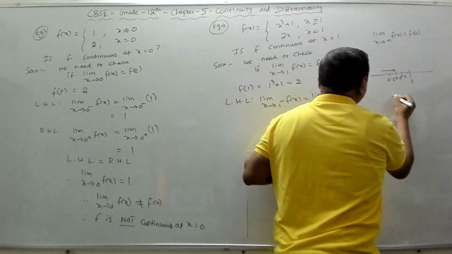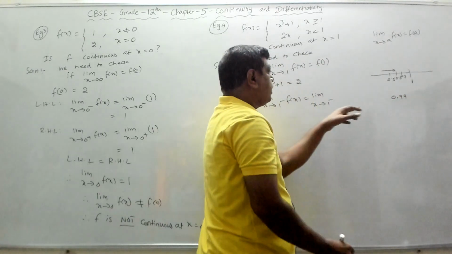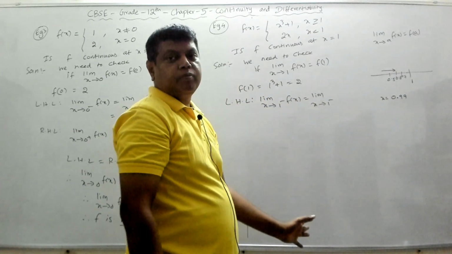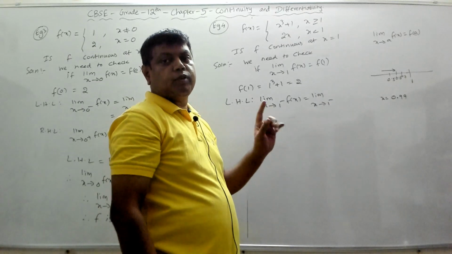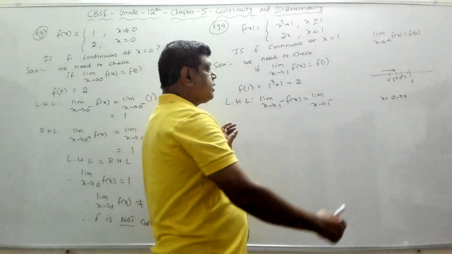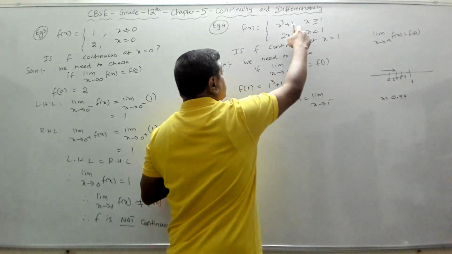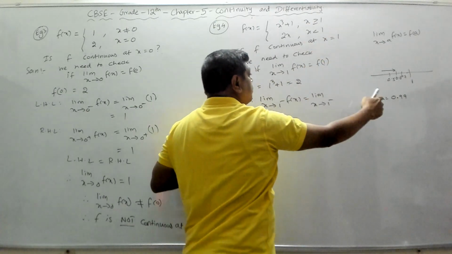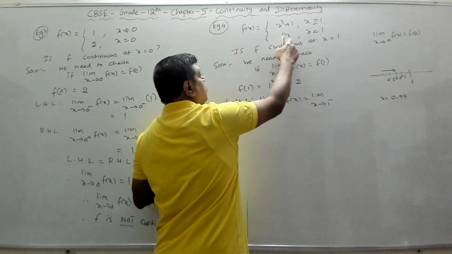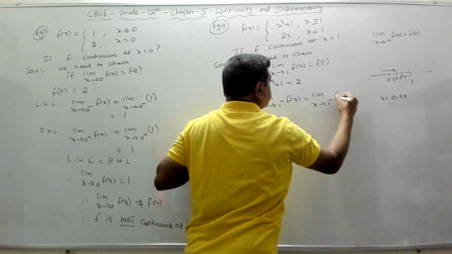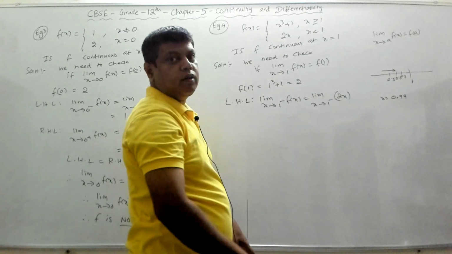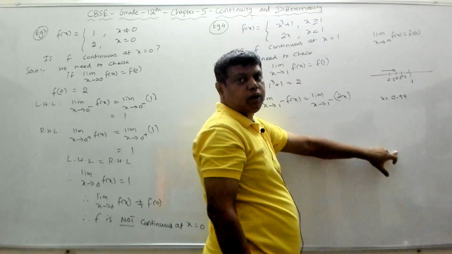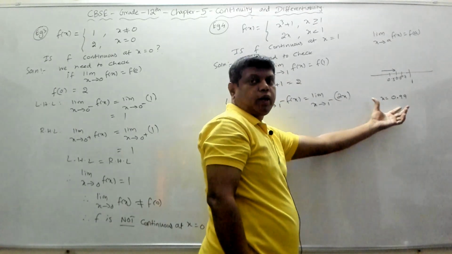Very close to 1 and less than 1 means we can take 0.99. This value x is very close to 1 but less than 1. Now x is 0.99. When x is 0.99, which category does it fall in? Is 0.99 less than 1 or greater than or equal to 1? 0.99 is less than 1, so we must use this function 2x. So f of x will become 2x, because your x is approaching 1 through values less than 1. Your x is 0.99, that is less than 1. There are many values which are less than 1, and you can choose any one of them. So I chose this value.